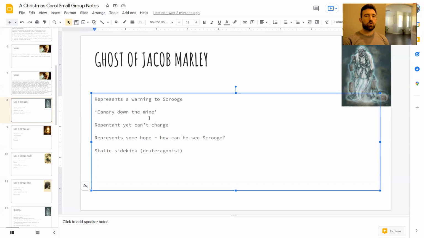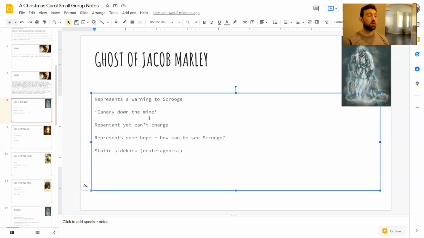Jacob Marley is also quite a dynamic little character, because we see that he wants to change. He wishes that he could go back and change the decisions he made in his life. He's full of what's called lamentation, regret. He wishes that he could go back and change it.